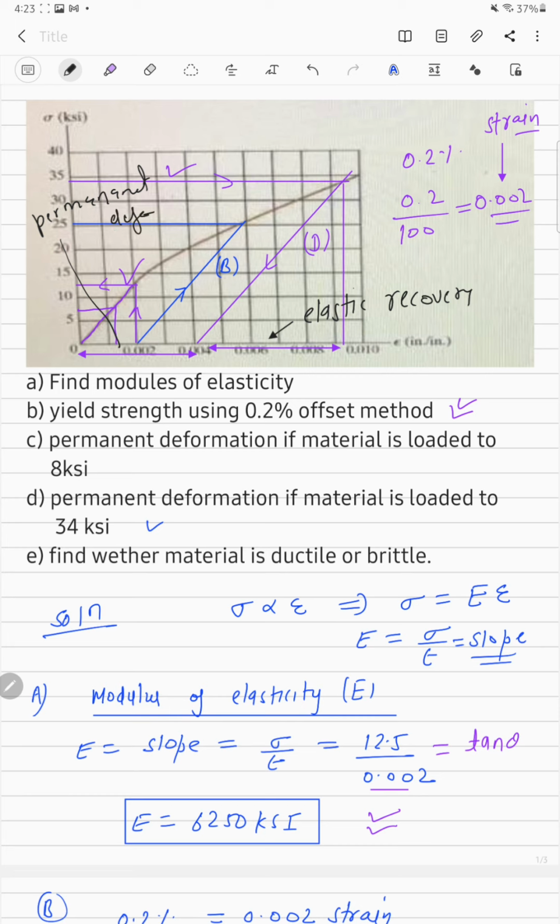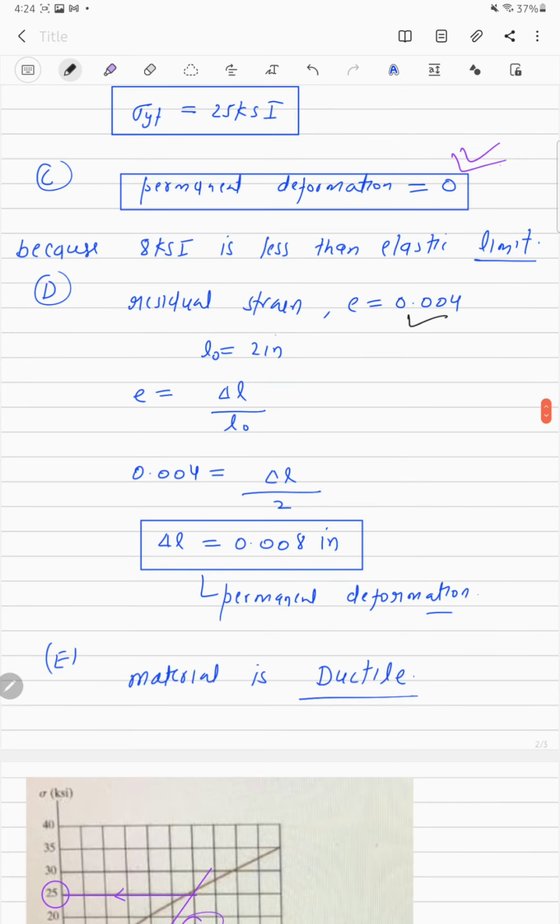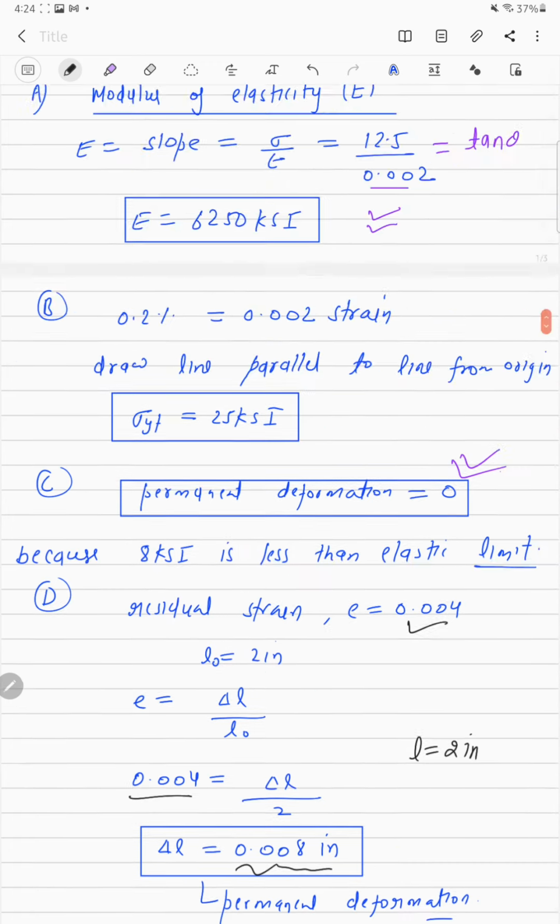If the material is loaded beyond the elastic limit, it will retrace its path, but it will not reach its original position. There will always be some permanent deformation. From this part we can see the permanent strain will be 0.04. So how can we find the deformation? We know strain is given by change in length divided by original length. The original length is given in the question, L equals 2 inch. So what will be delta L? The permanent deformation will be 0.08 inch.